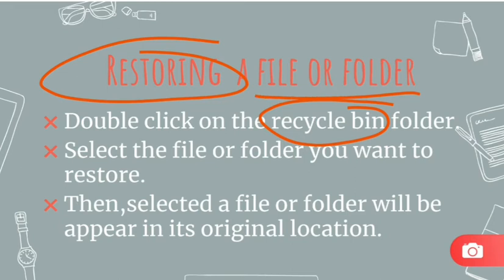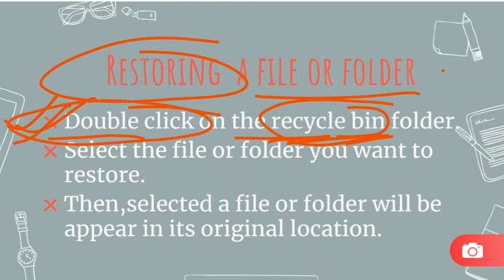For restoring a file or folder, what do we have to do? Firstly, we have to open the recycle bin. For opening the recycle bin, you have to double click on the icon of the recycle bin. What is the symbol of the recycle bin? It is just like a dustbin. So you have to open the recycle bin, with a double click.